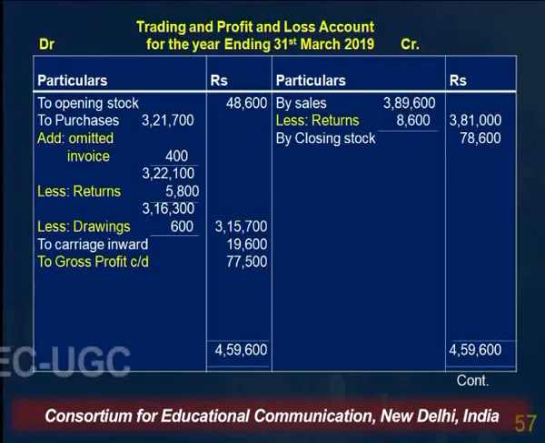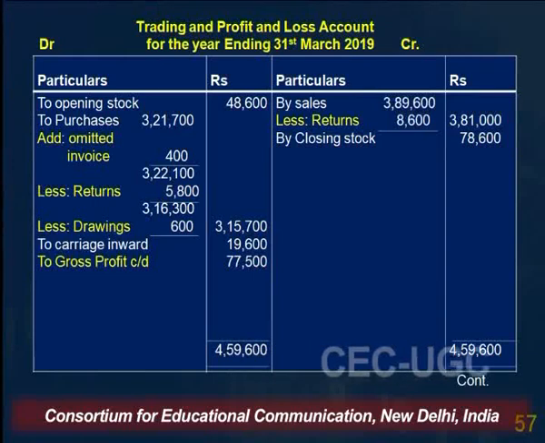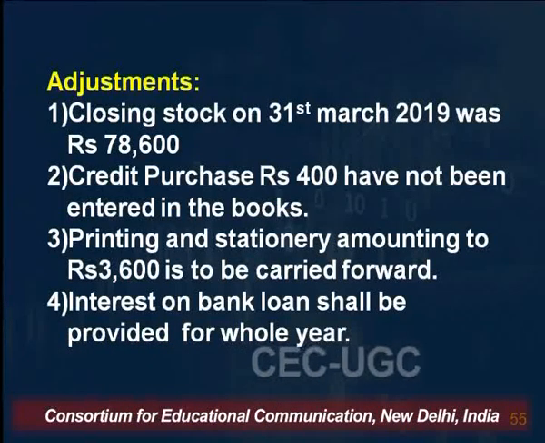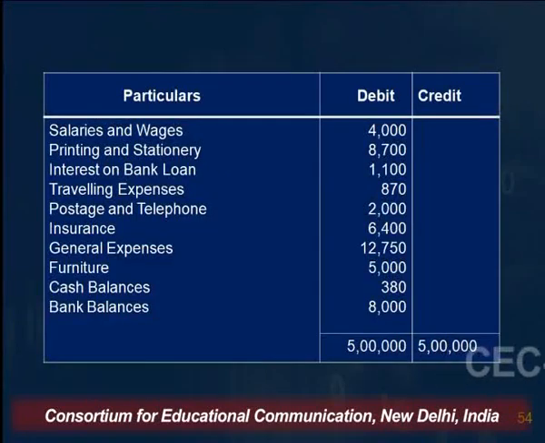So in purchases, as you can see, the omitted invoice worth rupees 400 is added to the purchases, and because of this, creditors will be increased. So this will be shown in the balance sheet. Next is printing and stationery, where an amount of rupees 3600 needs to be carried forward. The printing and stationery which is given in the trial balance was 8700. Outside of the trial balance, it is given in the information that printing and stationery amounting to rupees 3600 is to be carried forward.